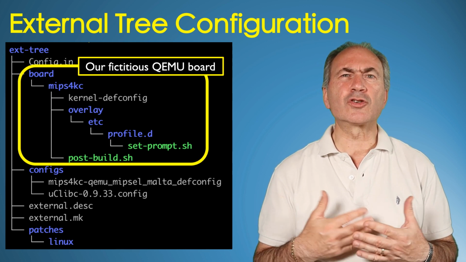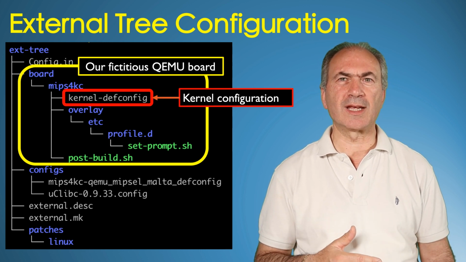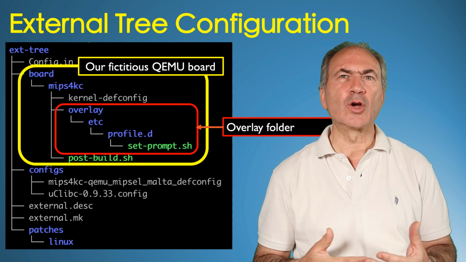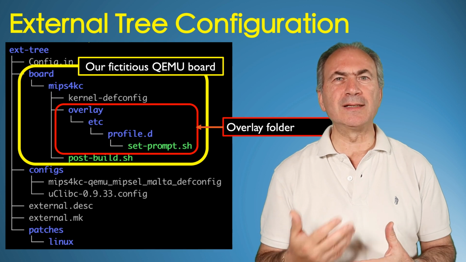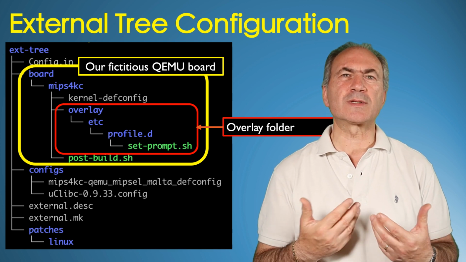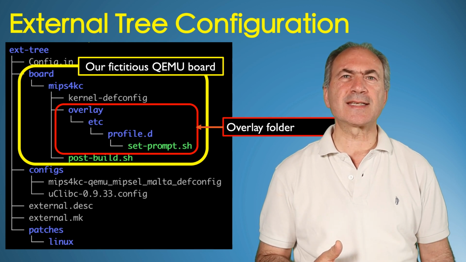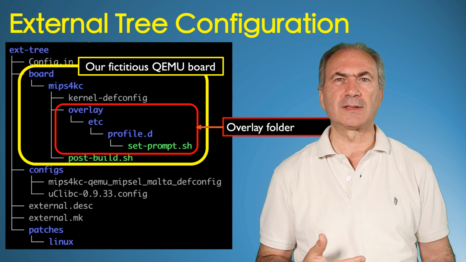board/mips4kc is our fictitious QEMU board. We store the kernel configuration here. Everything inside the overlay folder will be copied onto our final image just before building the image. This allows us to add or overwrite anything we want. In this case, we add the script to customize our shell prompt.